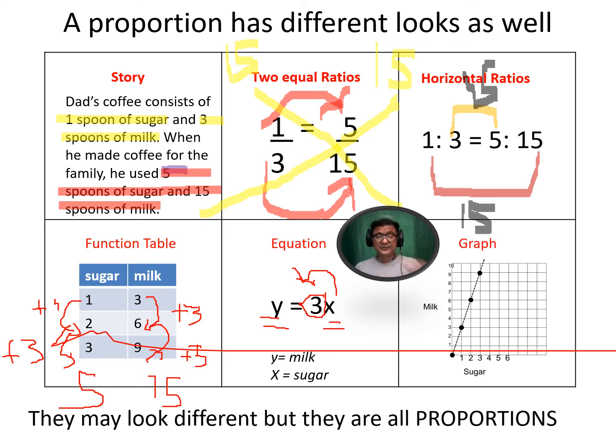Simply graph the x value for sugar and the y value for milk. If you continuously plot the points and connect the points, what have you observed? Is it a straight line? Yes. So remember, number 1, straight line. Number 2, does it touch the origin? Yes, it touches the origin. So if those two conditions are met, it is a graph of a proportion.